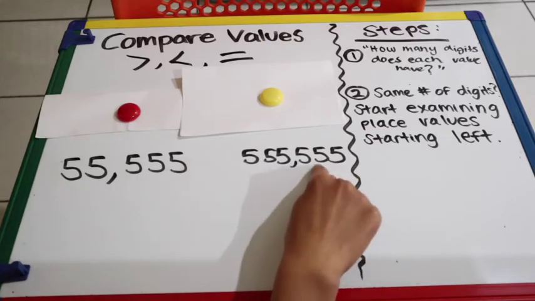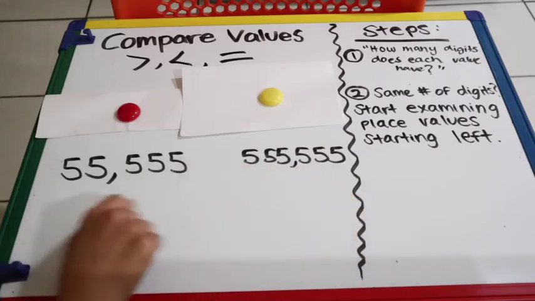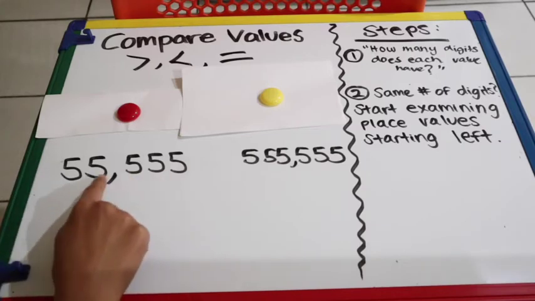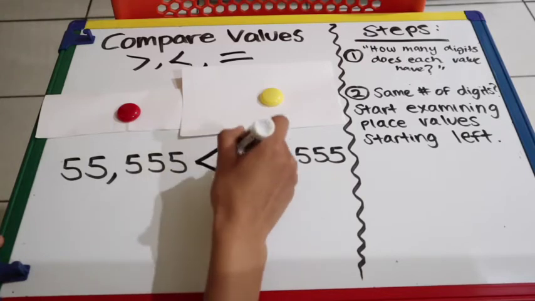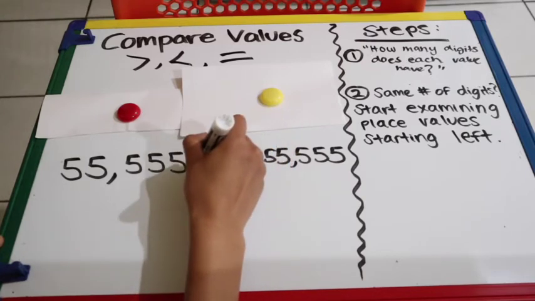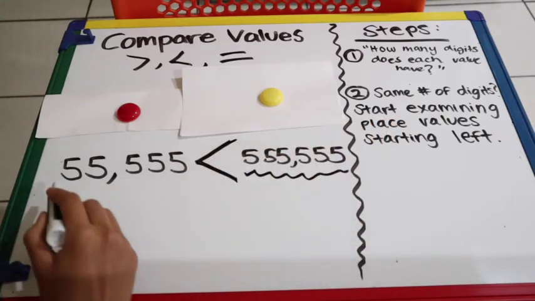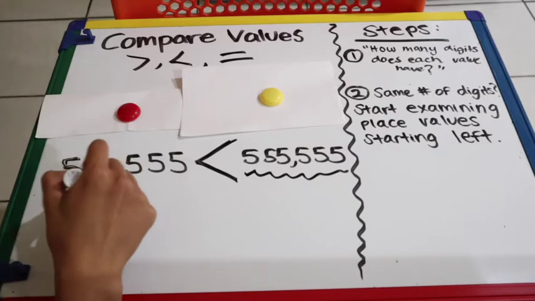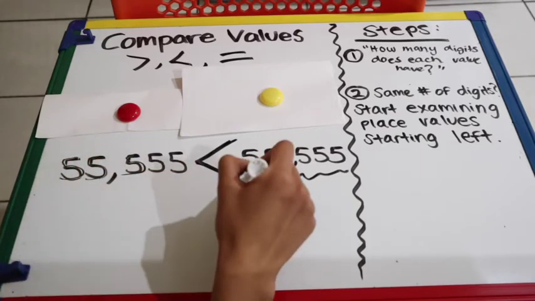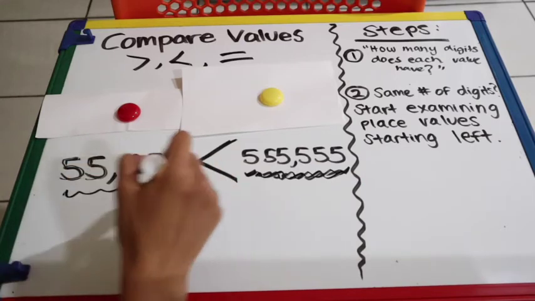This one has 1, 2, 3, 4, 5, 6. And this one has 1, 2, 3, 4, 5. So right then I know that the alligator mouth is going to open wide to the larger number, because even though these have the same digits, they're both made up of 5s. This one has 6 digits. This one only has 5.